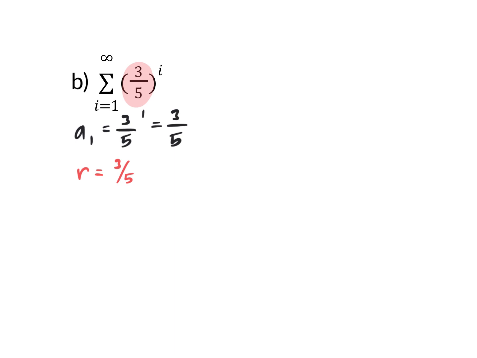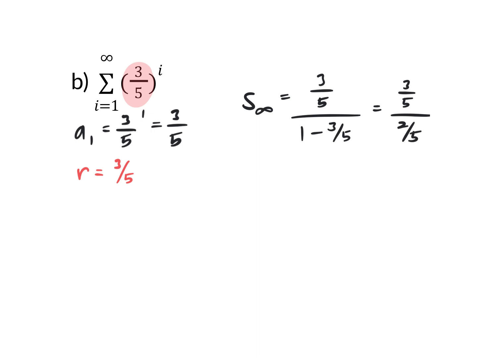So I plug this stuff into my formula. My summation of 1 to infinity is going to equal 3/5, all divided by 1 minus 3/5. That gives me 3/5 divided by 2/5, or multiplied by the reciprocal, which gives me 3/2. So the summation from 1 to infinity of 3/5 to the I is equal to 3/2.